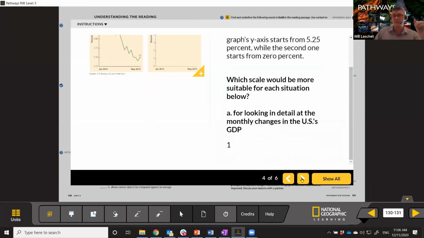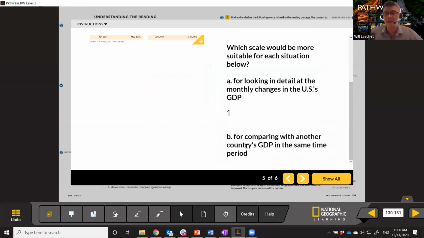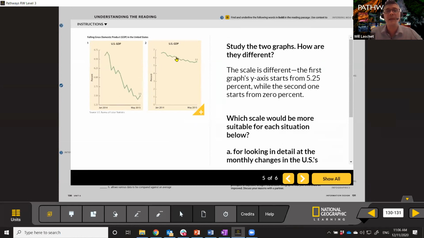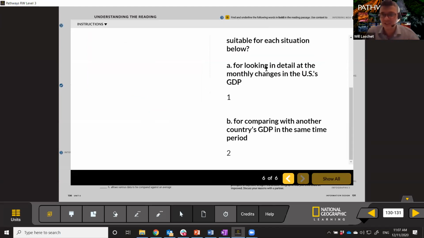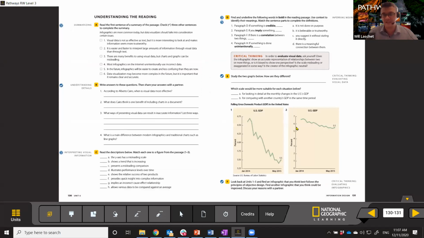But if we want to compare another country's GDP in the same time period, so let's say we want to compare with China's GDP, for example, which graph would be better? It would be this one, because we're not interested in the minute details, we're interested in the trend. So if we're going to compare with another country, we would want to use number 2. So again, so much that we can do with the information here. It's not just about understanding the reading, it's also about interpreting these visuals. And I see we're over time, so we're going to have to leave that there.